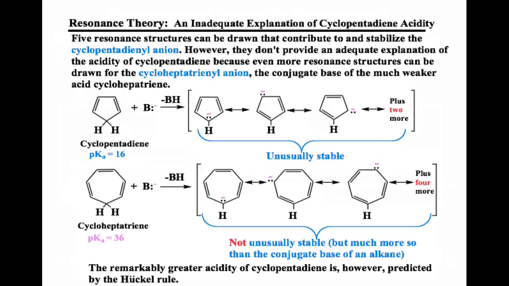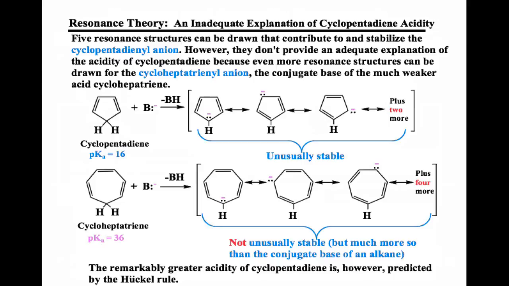However, if we did the same thing with cycloheptatriene, if we had a base remove the proton, now we have a system that's what? pKa of 36. Explain that difference to me. This isn't aromatic, but it's what? It is conjugated, but if it were planar, what would it be? If it's planar, it'd be aromatic.